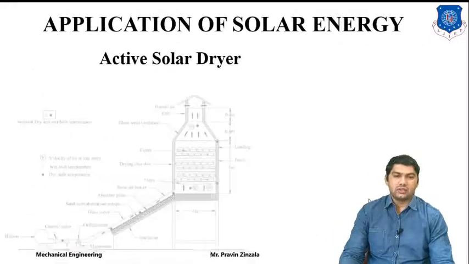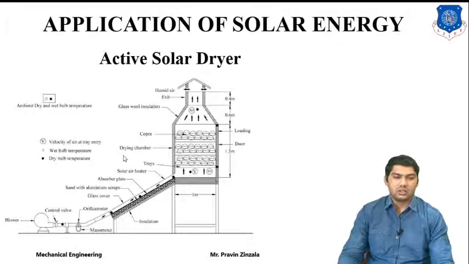Next is the active solar dryer. It is generally used for industrial purposes or mass production. It means we have to provide extra energy for the drying purpose. For fast drying, we generally utilize the active solar dryer.